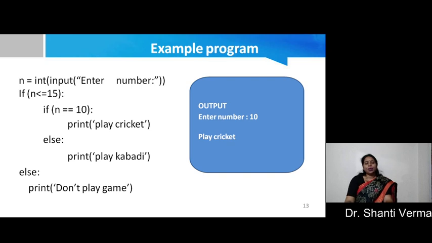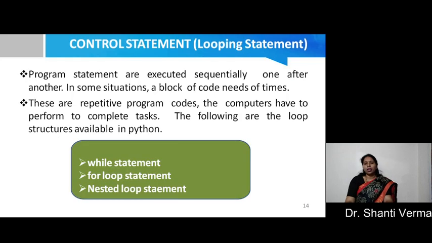In that case, you can see that if n is less than or equal to 15, then it again checks if n equals 10, meaning if the user's age is 10, then it prints play cricket, else play kabaddi. And if the first condition, that is n less than or equal to 15, is false, then it prints don't play a game. You can see in the output that if I enter the number 10, it prints play cricket.